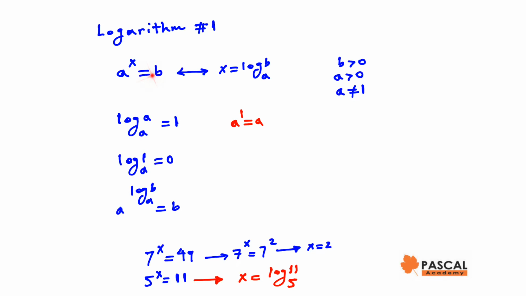A to the power of x is b has the same meaning as a to the power of log of b base a is b. For example, log of 7 base 7 is 1. Log of 1 base 11 is 0. And 2 to the power of log of 5 base 2 is 5. The first one is the same as saying 7 to the power of 1 is 7, 11 to the power of 0 is 1, and this is the same as saying 2 to the power of x is 5, and x is log of 5 base 2.